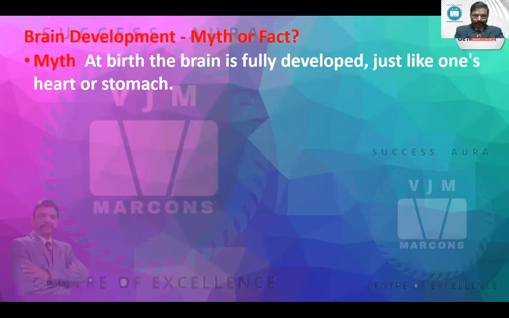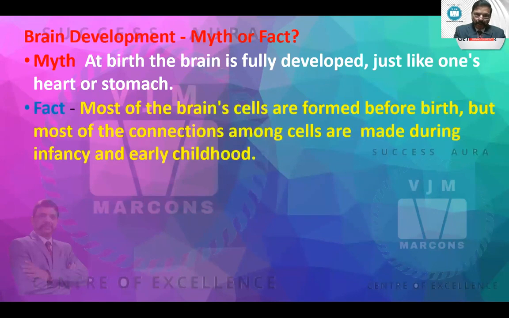Brain development. Is it a myth? At birth, the brain is fully developed, just like one's heart or stomach. The fact is, most of the brain cells are found before birth, but most of the connections among the cells are made during infancy and early childhood.